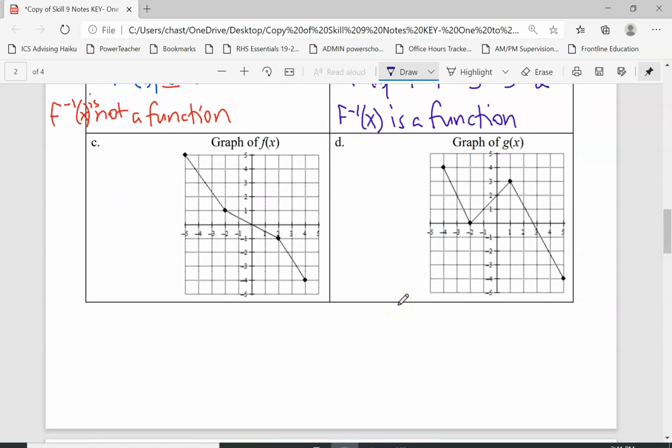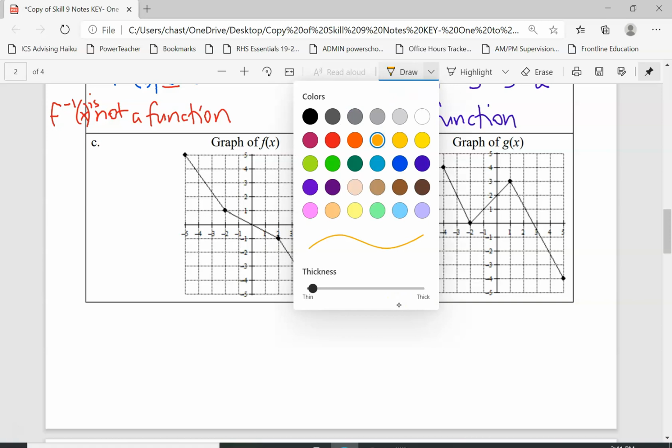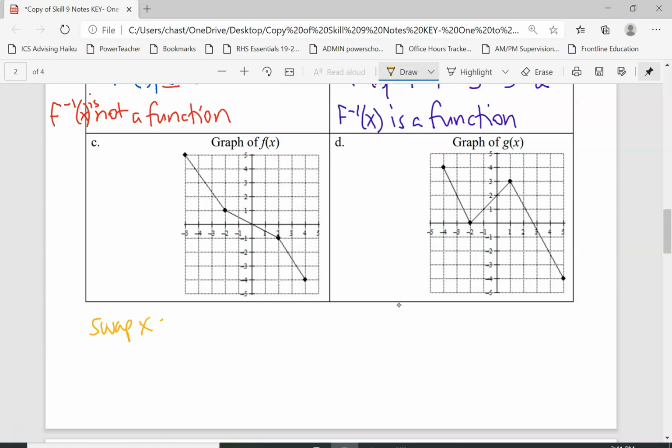Okay. For the graph, what we're going to do is swap the x and y's. So this ordered pair here is -2, 1, so I'm going to plot 1, -2. This ordered pair is 2, -1, so I'm going to plot -1, 2. Connect those with a segment. This ordered pair down here is 4, -4, so I'm going to plot -4, 4. And then the point up here is -5, 5, so I'm going to plot 5, -5.